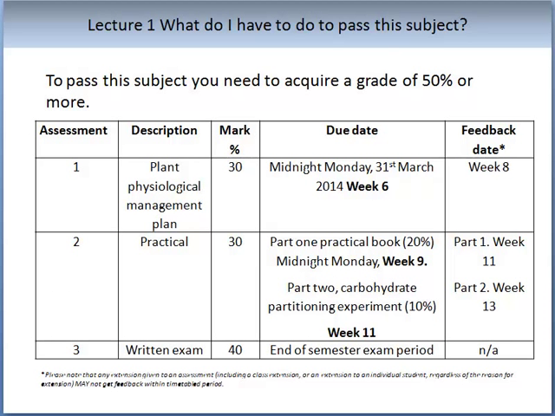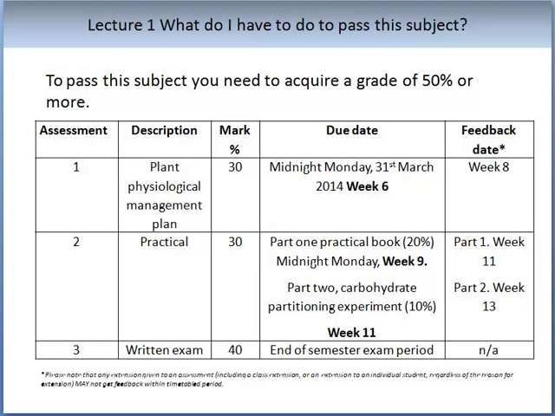This subject is assessed by 3 methods. The first method is the writing of a plant physiological management plan. This assessment is worth 30% of your marks. You will need to complete and hand in this assessment by the 31st of March in week 6. You will get feedback from this assessment in week 8.